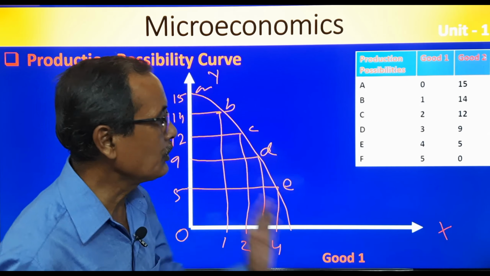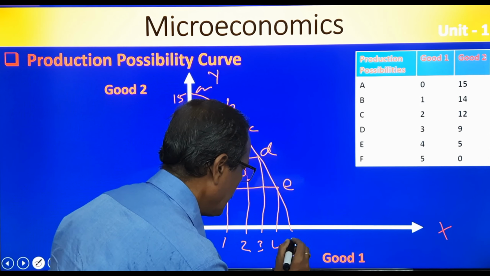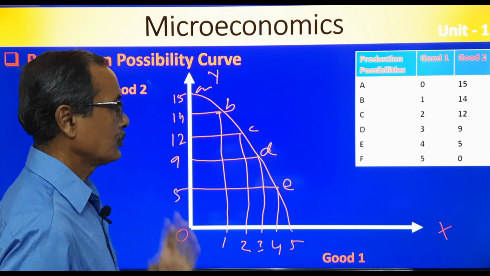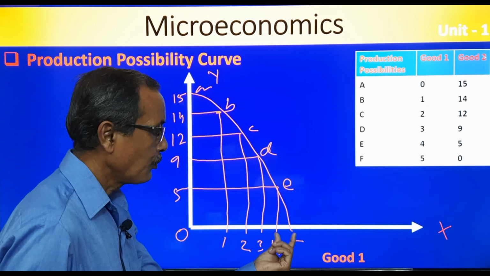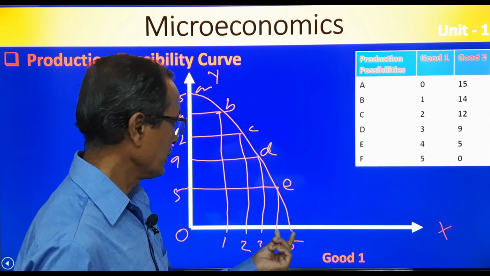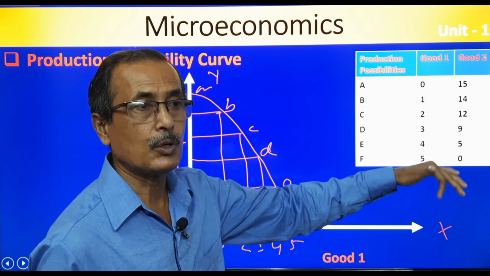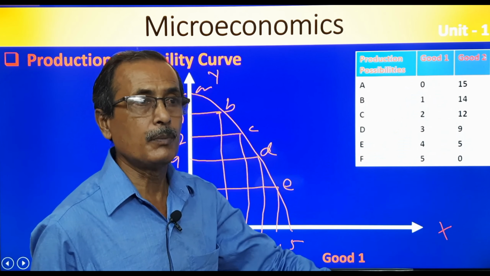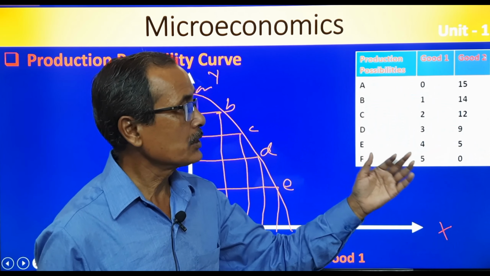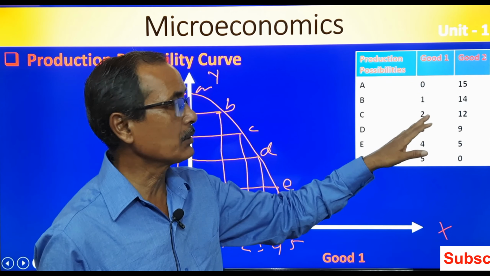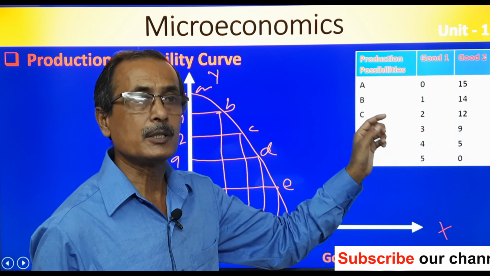Now again you want to change. Now you have come to this point here 5, मतलब good 2, तो 0 पे आ गया. That is, to produce one more unit of good 1, you sacrifice 5 units of good 2. This rate of sacrifice is called transfer. You are transforming from good 2 to good 1. Now this is called MRT, मतलब marginal rate of transformation, and this is in increasing order.